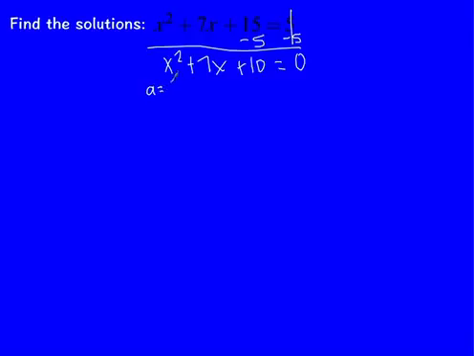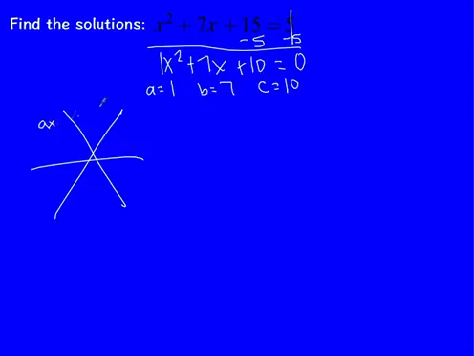The first thing you have to do, once you make sure it's equal to 0, is label your a, b, and c. Remember, a is in front of x squared, which in this case is a positive 1. B is in front of x, which is a positive 7. And c is your constant, which is 10. Once you do that, then you can label your star.